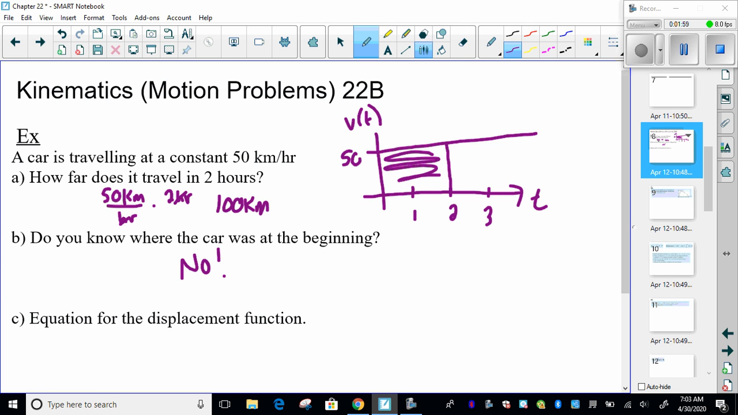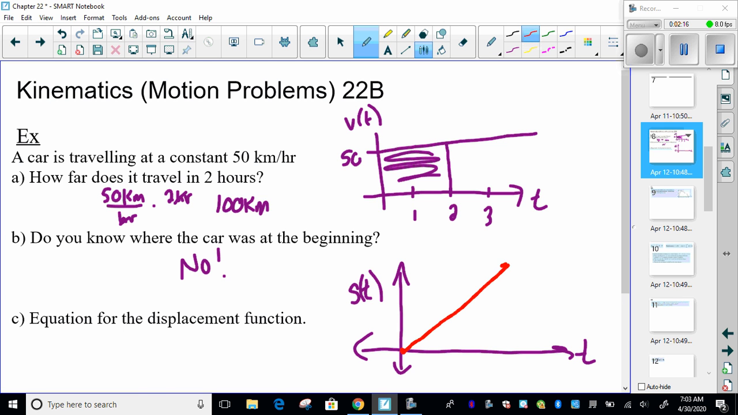Because of that, we can look at our position, which is S of t, based on time. If we started at home, we'd be at 0, and then our position would go something like this. If this is at 2, this is at 100. However, since we don't know where we started, maybe we started here, and then we went up, something along the lines of that.